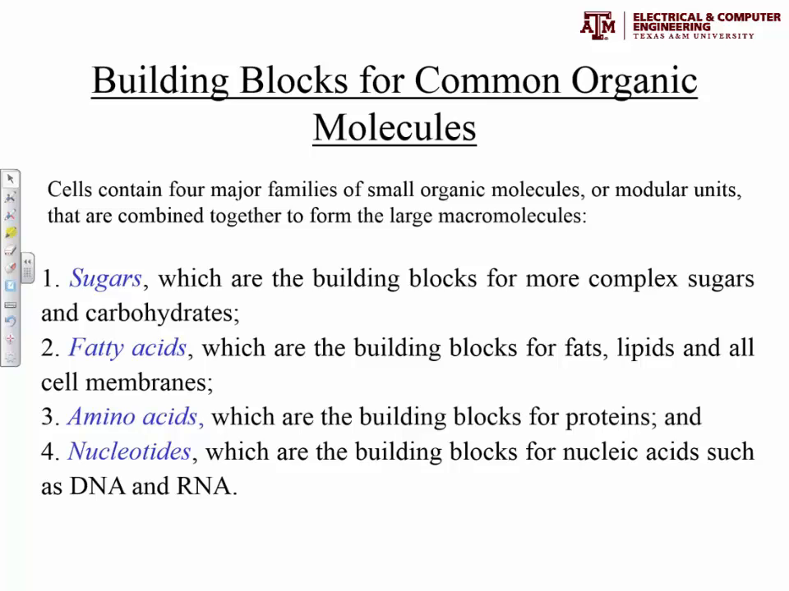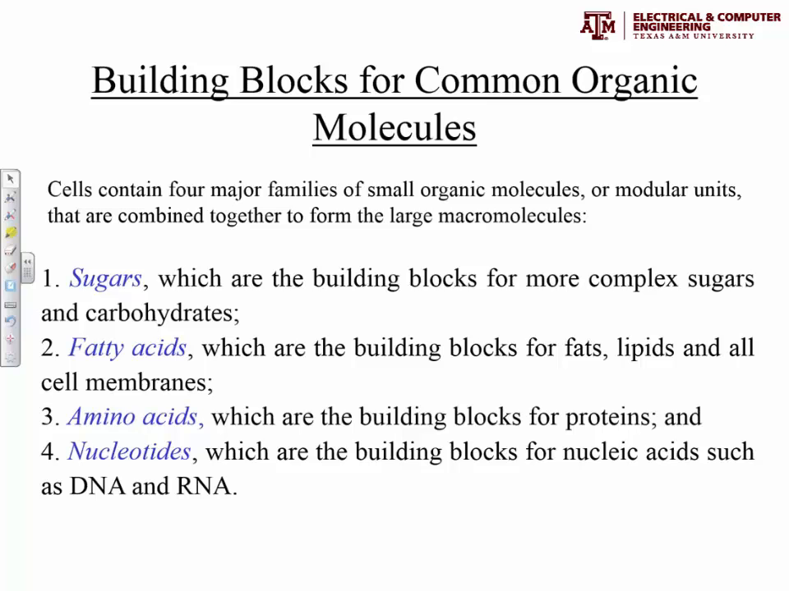Okay, so cells contain 4 major families of small organic molecules, or modular units, which are combined together to form these large macromolecules. So although in living organisms you encounter huge molecules, these are made up of smaller modular units, right? And we will focus attention on the 4 important classes of modular units.